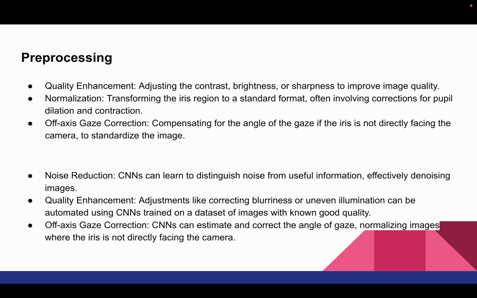Because preprocessing is a step to make sure the quality is good and to normalize the region into a standard format, and if possible correct some angle or shift so that every image is standardized. Maybe a CNN can be used to reduce the noise and enhance the quality of the image by guessing or averaging the pixels around an area, correcting the blurriness. And probably a CNN can estimate and correct some angle of gaze, normalizing the image.